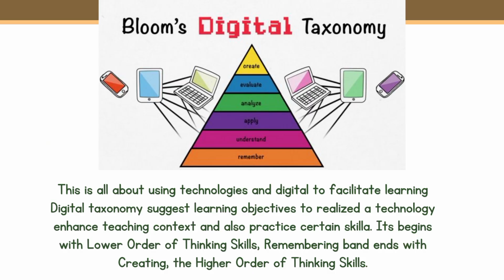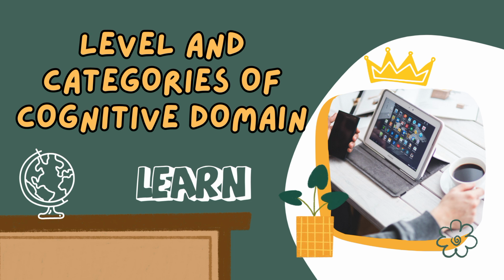Bloom's digital taxonomy is all about using technologies and digital tools to facilitate learning. Digital taxonomy suggests learning objectives to realize a technology-enhanced teaching context and also to practice certain skills. It begins with the lower-order thinking skills, remembering, and ends with creating, the higher-order thinking skills. Now we're going to proceed to the levels and categories of the cognitive domain.